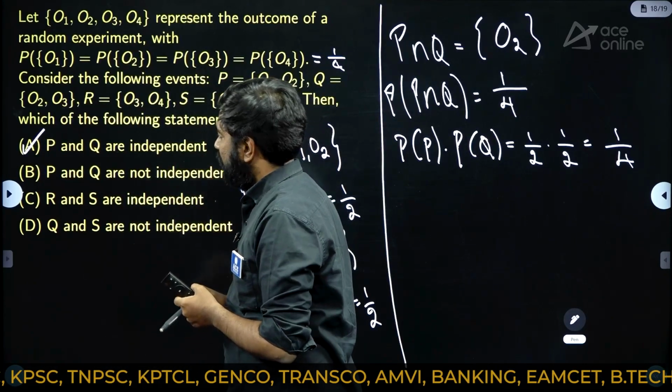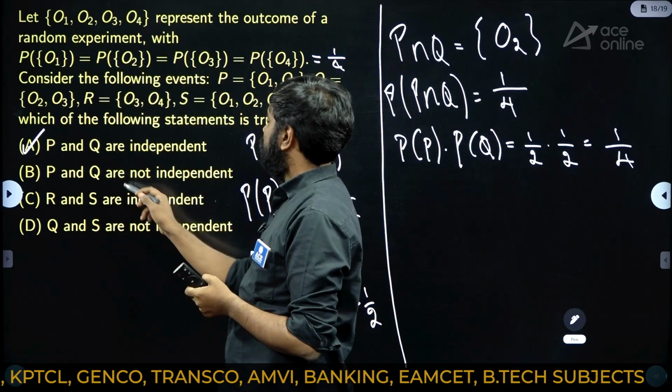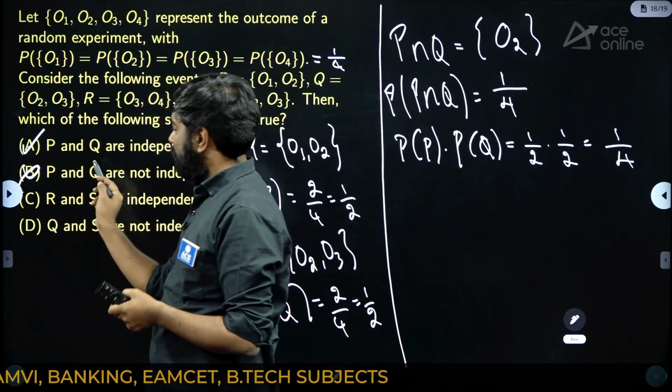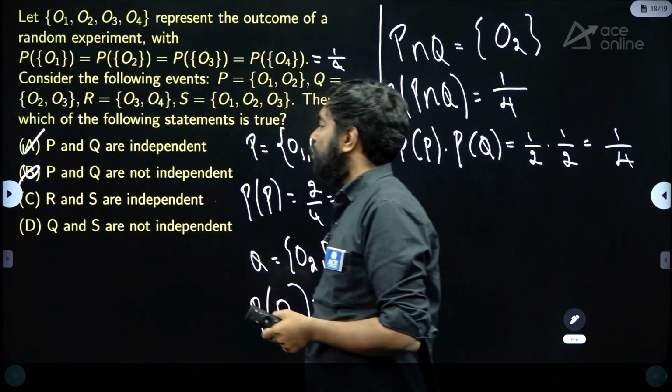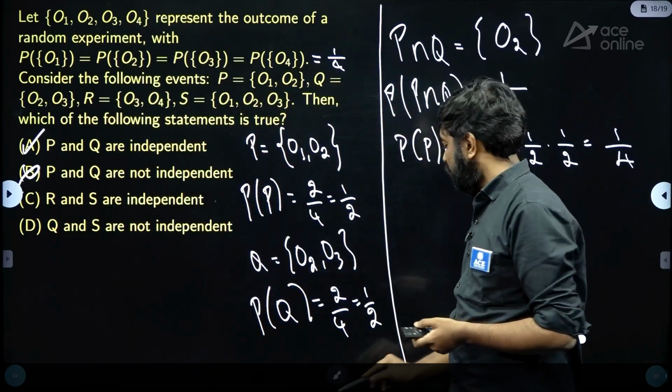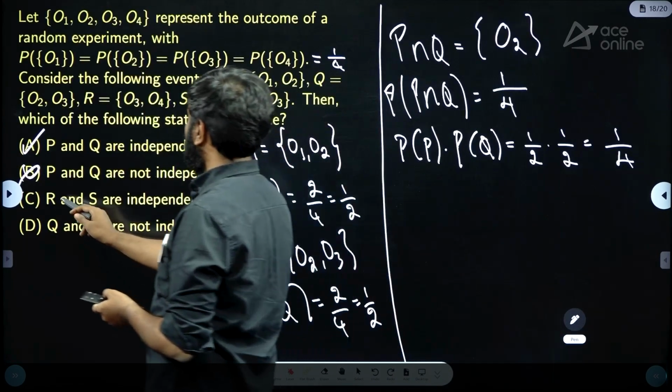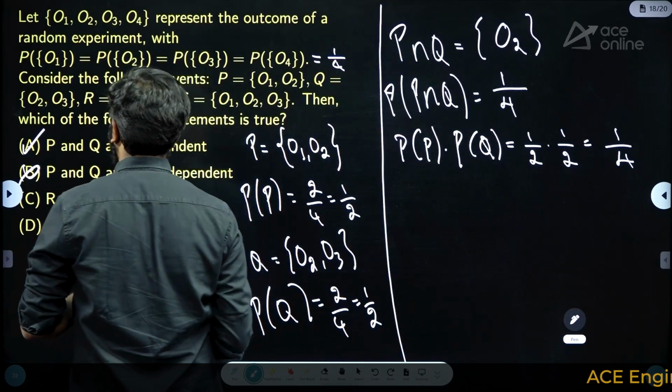Since option A is correct, option B has to be wrong. P and Q are not independent is the negation of this. This is gone. Since it's an MCQ, C and D should also be wrong. But since we are learning, let us analyze C and D. In C and D, they talk about R and S being independent.